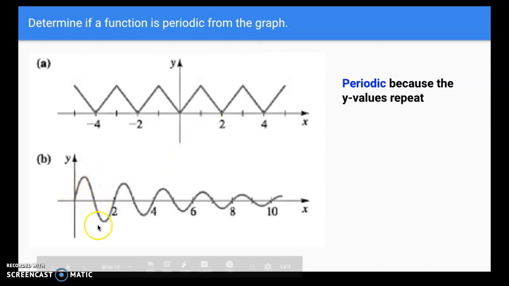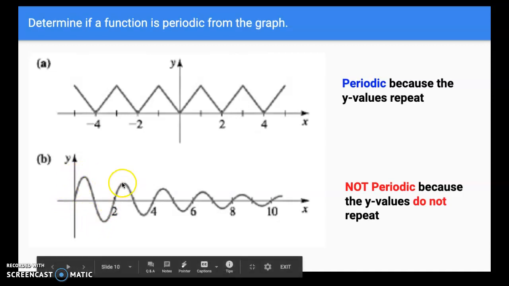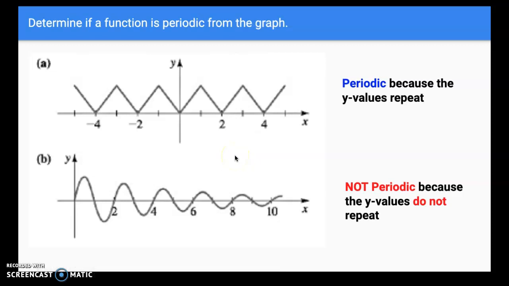This one, even though it looks like it's a cycle, the period seems to be the same going from peak to peak distance, for example, but the y values do not repeat, because this one gets up to this height, but the next time it gets to a peak, it's lower. So the y values aren't repeated exactly. So that means that is not a periodic function.